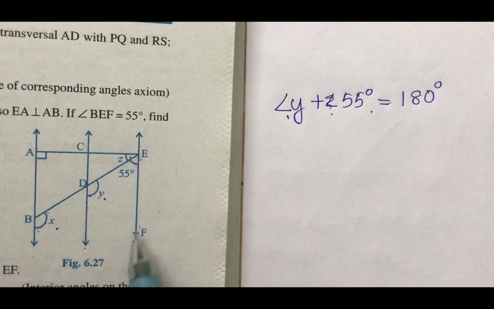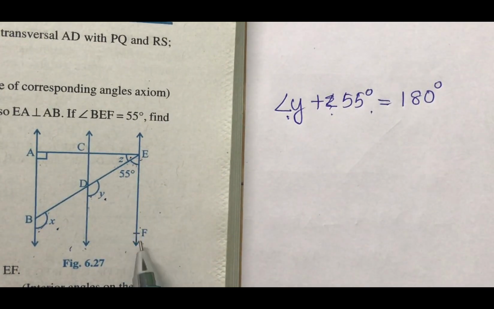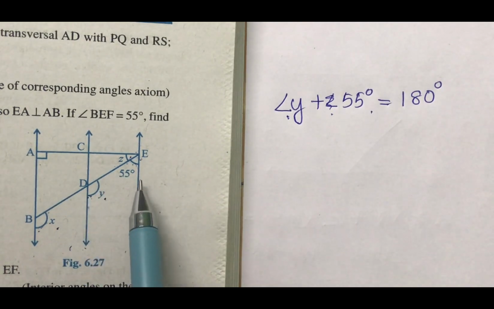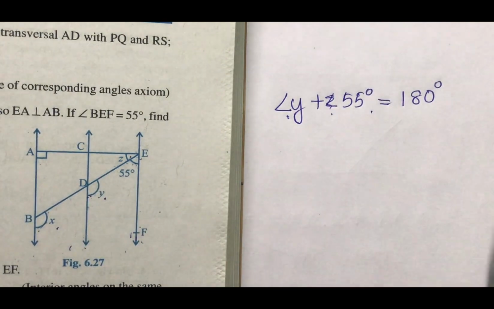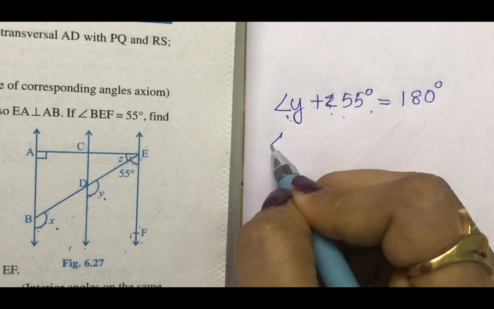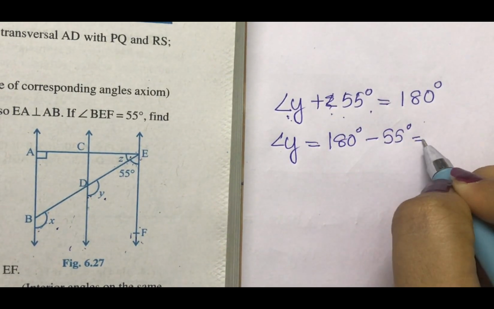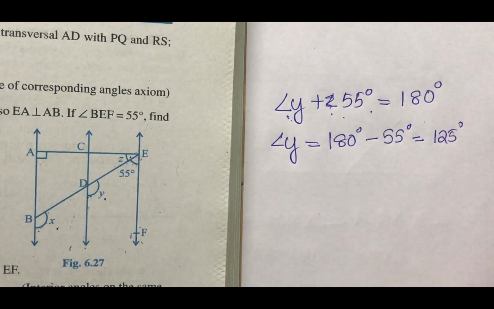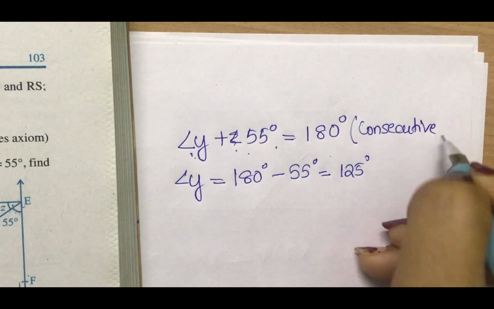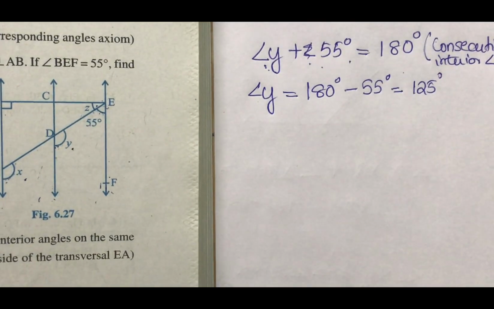So here line EF and line CD are parallel. Therefore angle FED plus angle Y will be supplementary because those are consecutive interior angles, the angles which are on the same side of the transversal. So angle Y plus 55 degrees is 180 degrees. Angle Y is 180 degrees minus 55 degrees, which is equal to 125 degrees. This is because of consecutive interior angles.